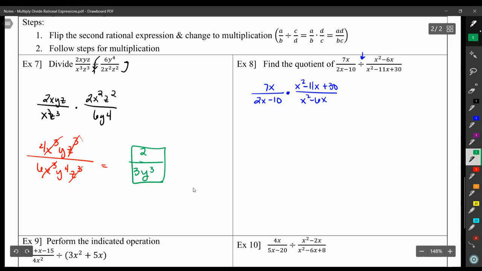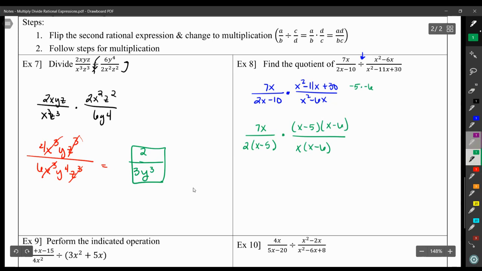Now that it's a multiplication problem, we follow the exact same steps we did at the start of the notes. Factor everything. 7x cannot be factored. The denominator I can divide out a 2 and you're left with x minus 5. Times, so this numerator, I need two numbers that multiply to 30 but add to -11. So that would be -5 times -6. So one factor is x minus 5 and the other factor is x minus 6. In the denominator, I can factor out an x and I'm left with x minus 6.